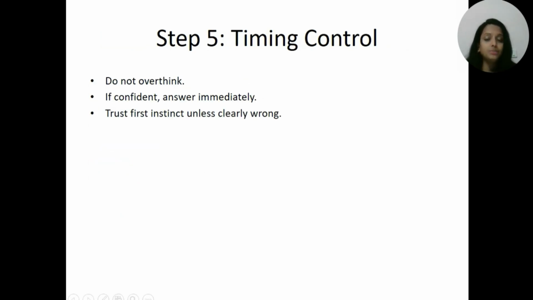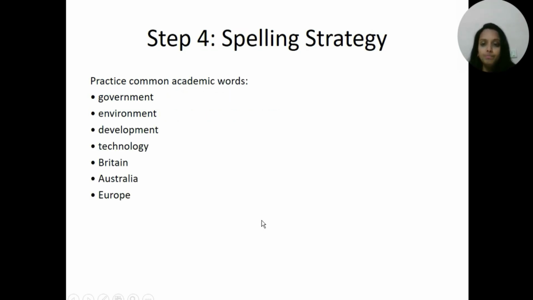And step four is spelling strategy. Spellings matter heavily here. If you're unsure about spelling, simplify whenever possible. For example, if you're unsure about the word Massachusetts, and the question allows a short form, sometimes USA works if the context fits, but only if correct, okay? So practice common academic words like government, environment, development, technology, Britain, Australia, Europe, some of the country names also, okay? Because here accuracy equals marks.